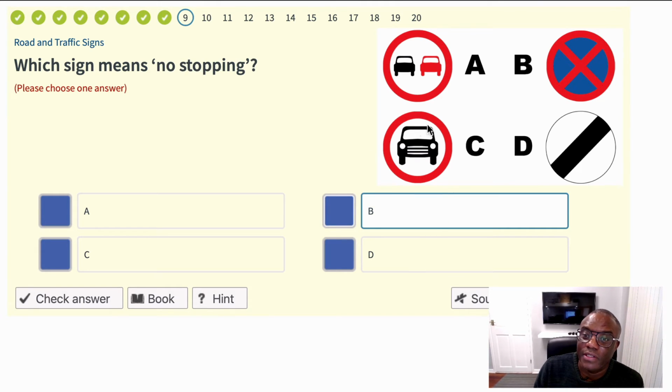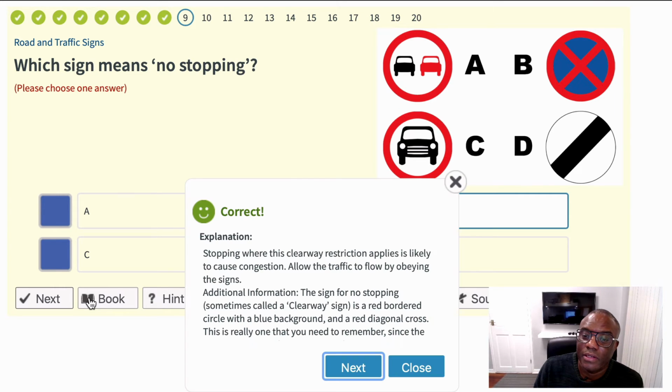Still check the others just in case. C is no motor car. And D is your national speed limit for the road you're driving on. So checking the answer is correct.